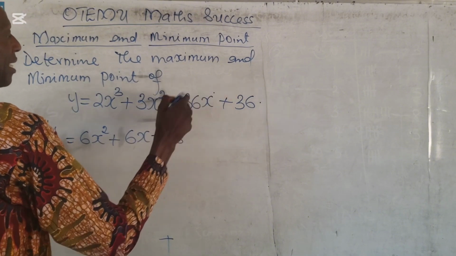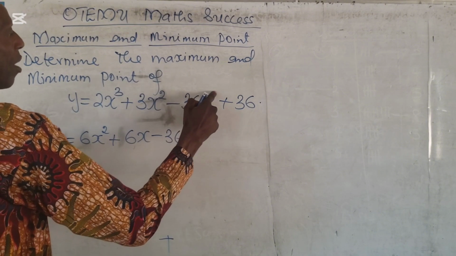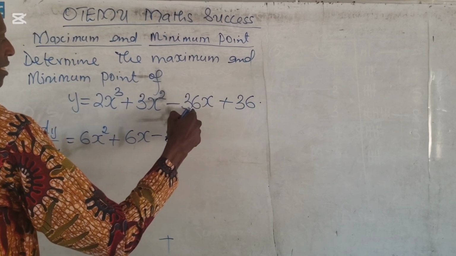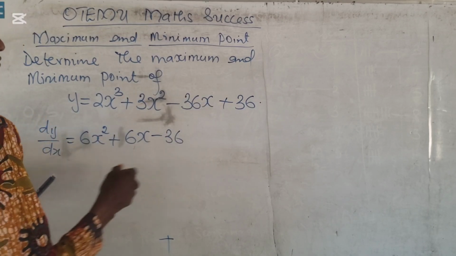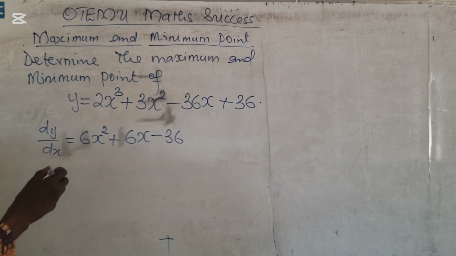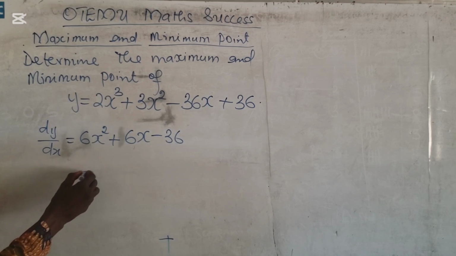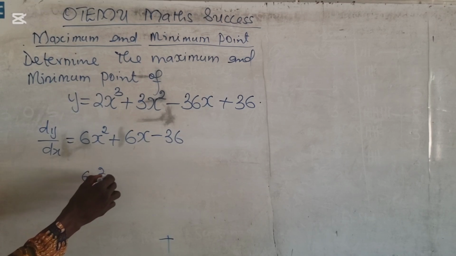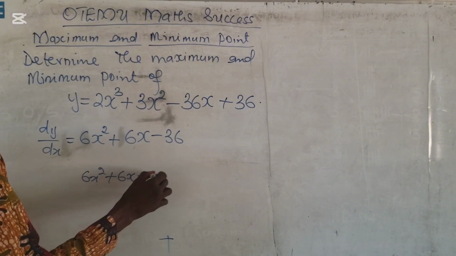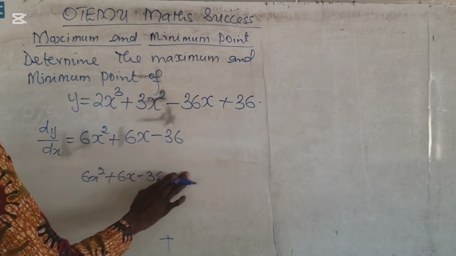Then 1 times 36 is 36. 1 minus 1 is 0. x raised to the power 0 is 1. 1 times 36 is 36. When you are differentiating a constant, you have 0. So let us now equate the first derivative to what? To 0. We write 6x squared plus 6x minus 36 is equal to 0.